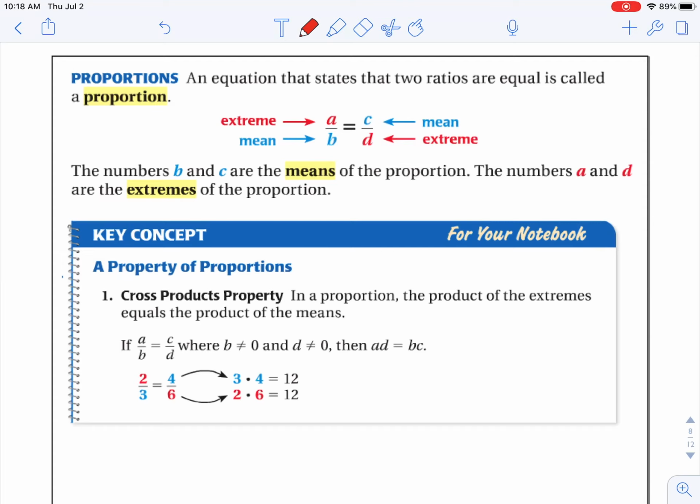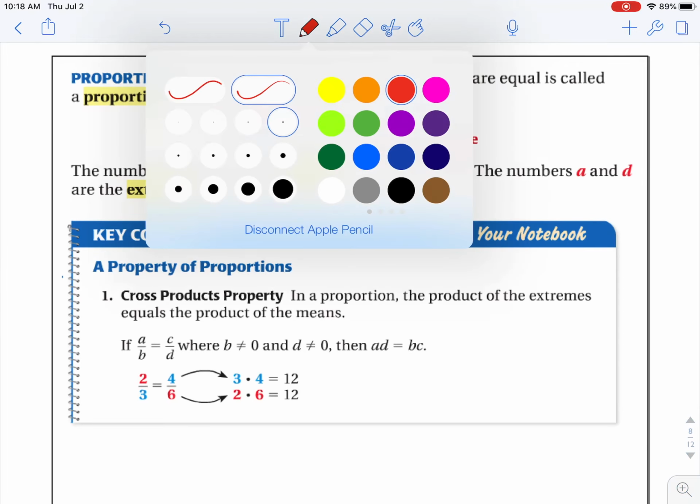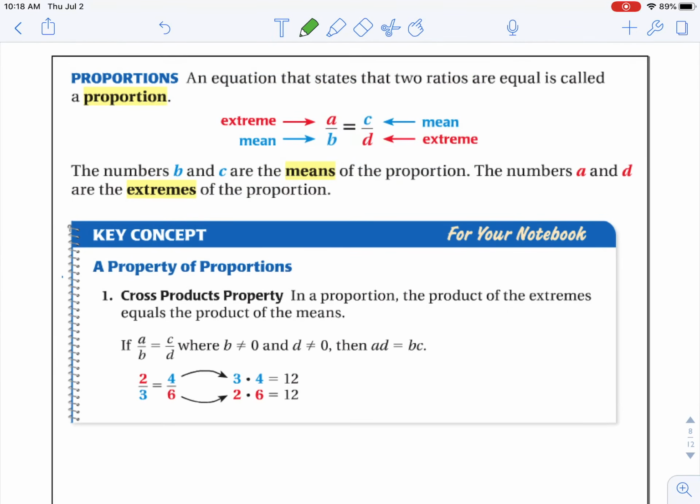And this cross products property is very powerful. And what it says is, this is one of the properties of proportions. This is the one we're going to work on today. We have some other ones in the next section. So the cross product property says this: in a proportion, the product of the extremes equals the product of the means. So what that means is when you take the means and multiply them together and the extremes and you multiply them together, you get the same numbers.